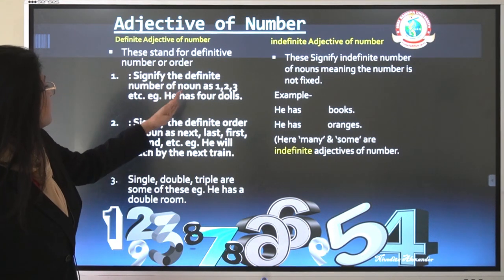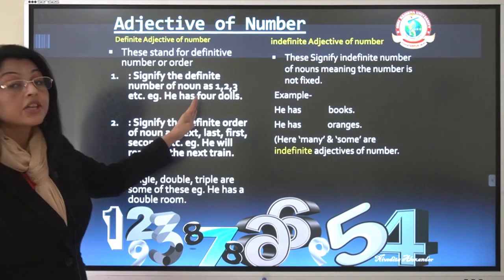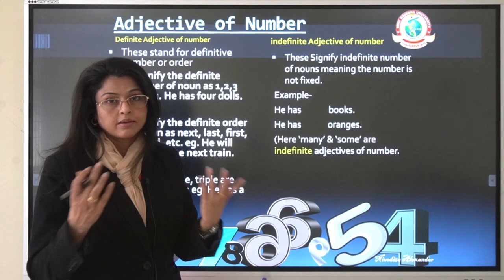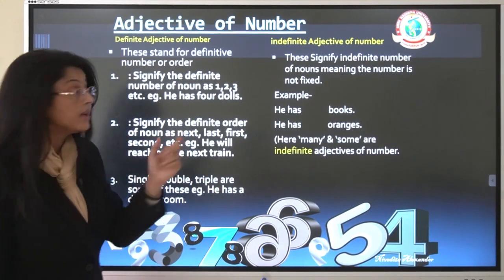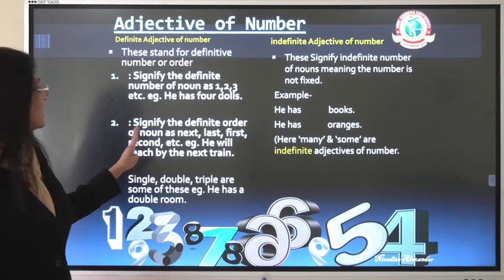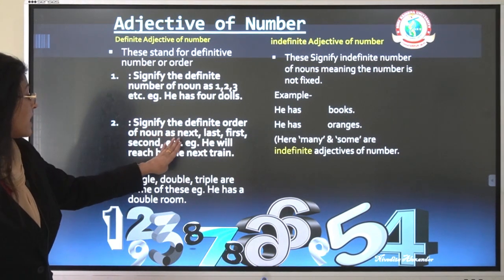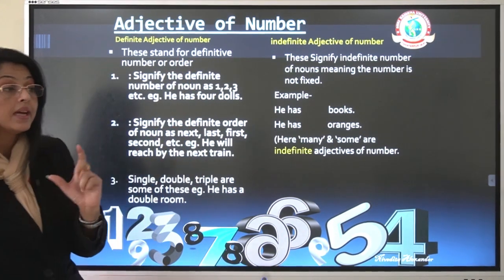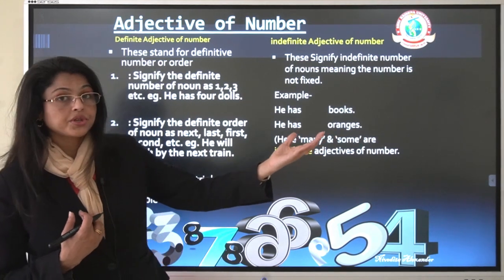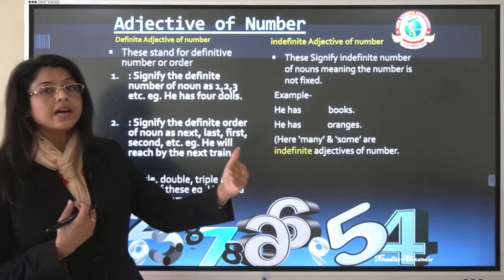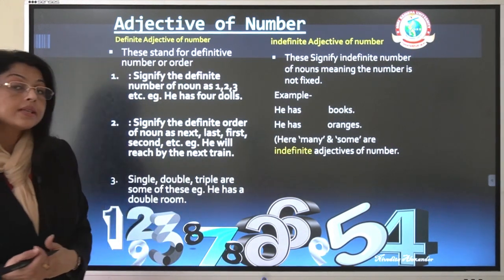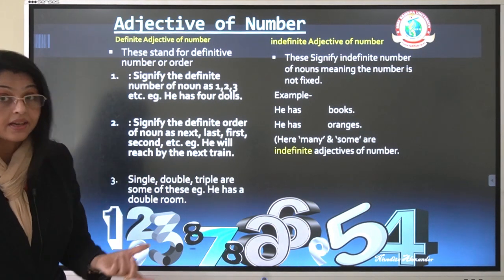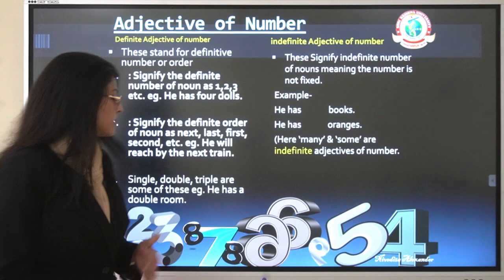So it signifies a definite number of a noun, like 1, 2, 3. He has 4 dolls. He has few marbles. Marbles are the round stones which you play with. Then it also signifies a definite order of a noun: next, last, first, second. So these are definite orders, meaning he's standing in the last position, the boy standing second last in the line. You know where exactly the thing is or how much exactly the thing is. You are not confused about it.